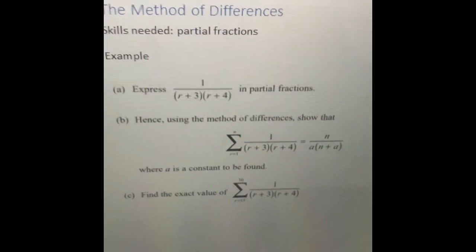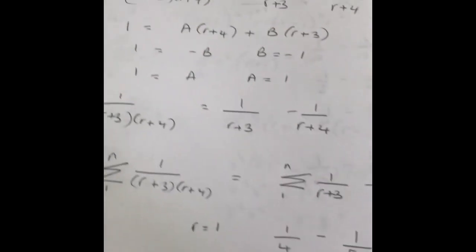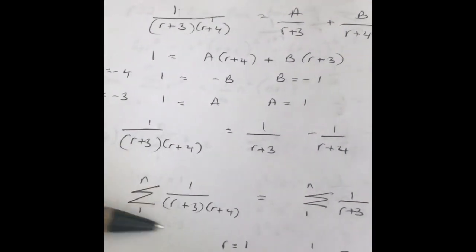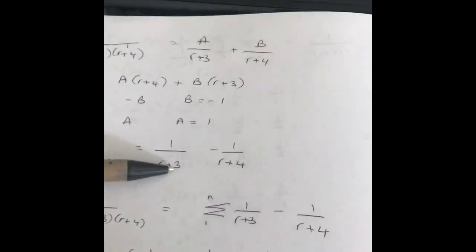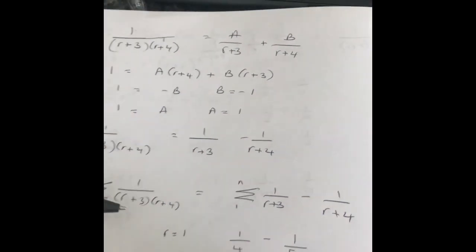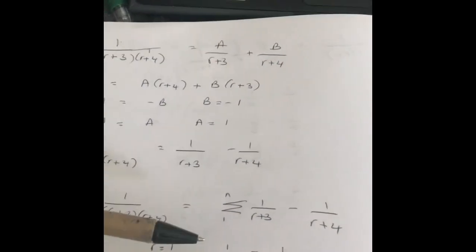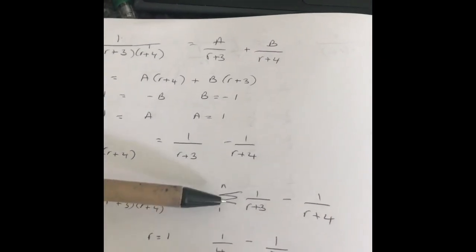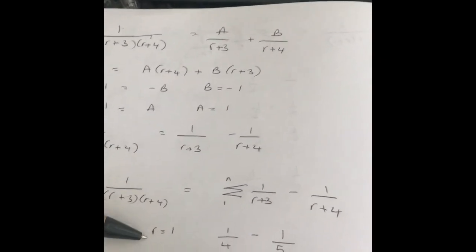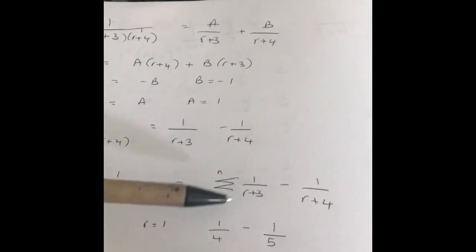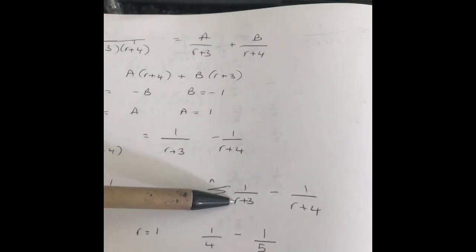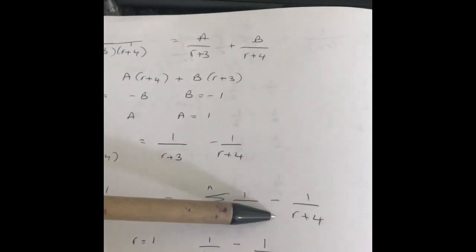Okay, so it sounds really complicated, but the method of differences is not tricky. What I've done is I've rewritten the first part here using my partial fraction, particularly because it said hence. So I've rewritten that as that. And then it says the sum of the first to the nth term, so I'm going to write down what my first term would be. If r is 1, I'd get 1 over 4 minus 1 over 5.